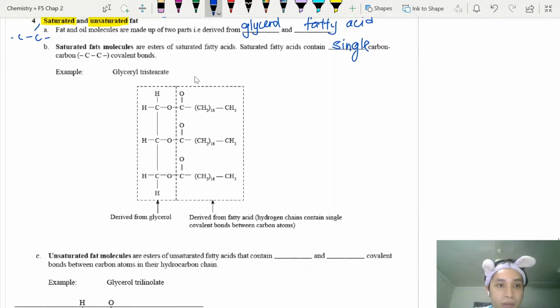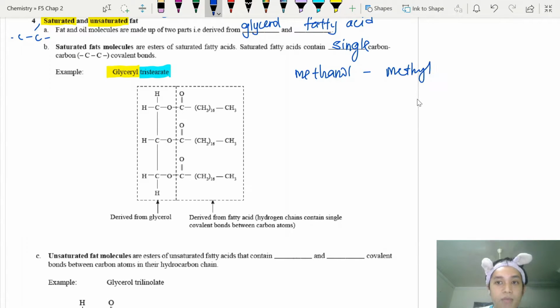This is an example of a saturated fat. This is the name of the ester, meaning this molecule here. Remember, for alcohol, we always change the name into YL. A little bit of revision: methanol, we change it into methyl; ethanol, ethyl; propanol, propyl. We change everything to YL, so the OL here is changed to YL. So this is called glycerol.